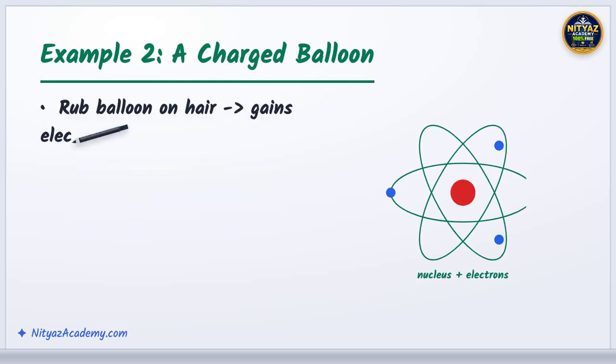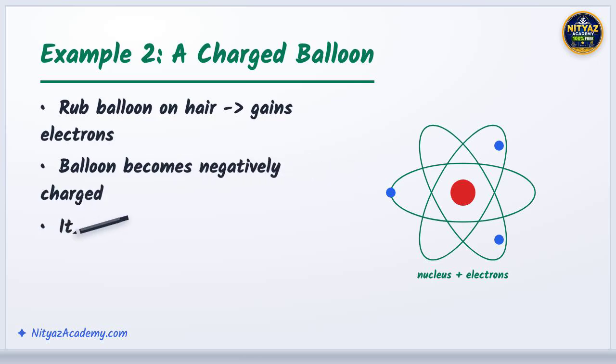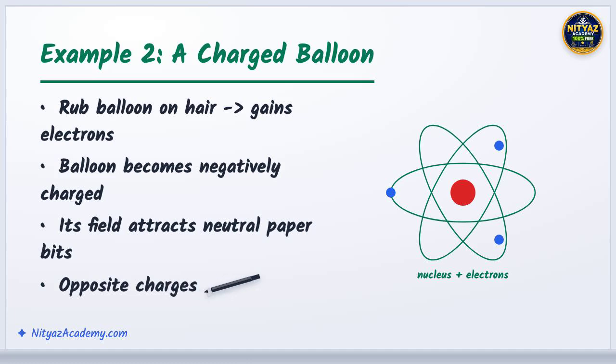Rub a balloon on your hair, and it strips away electrons, leaving the balloon negatively charged. Its electric field reaches out and tugs tiny scraps of paper, even though paper is neutral. The field pushes the paper's own charges slightly apart, drawing the nearer positive side toward the balloon. That gentle attraction is an electric field doing real, visible work.